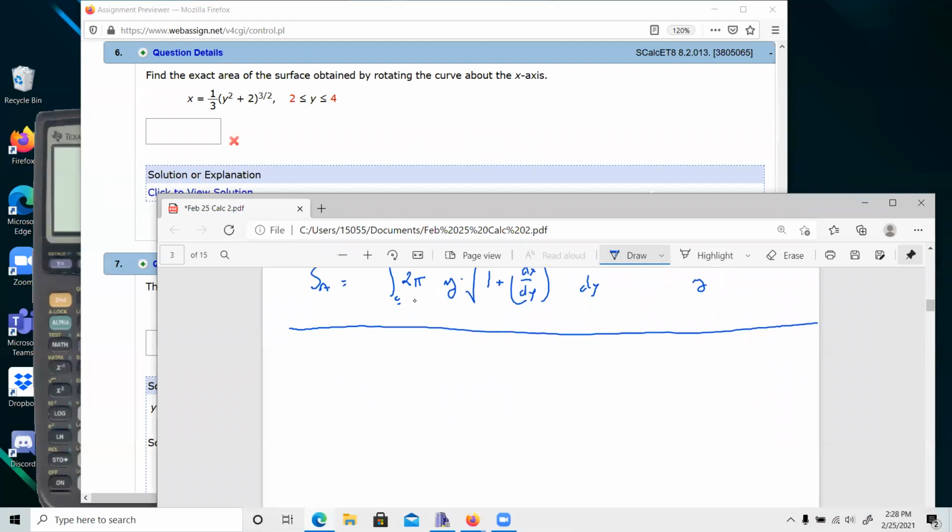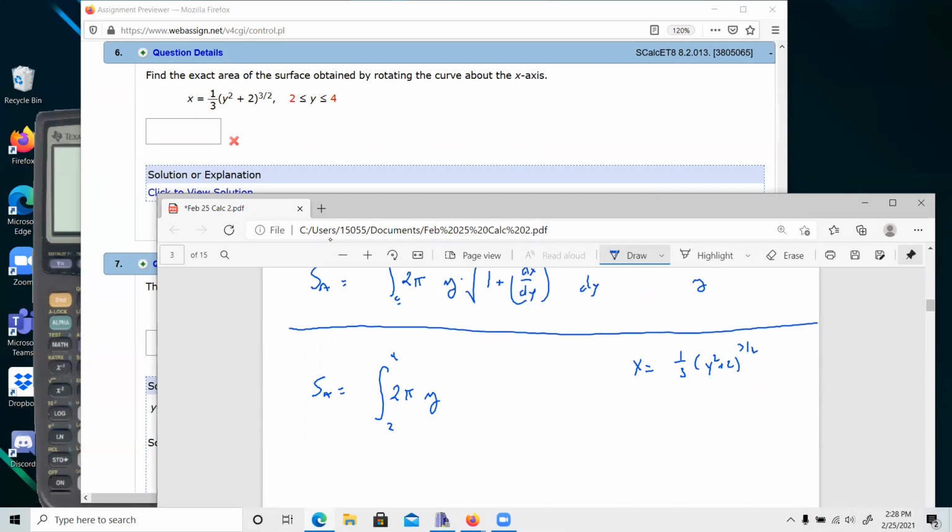All right, so our surface area is going to be the integral from 2 to 4. I don't have to integrate over any singularities here. We have a 2 pi y, and it's just y. It's not a function of y, it's just y. And then we have x is equal to 1/3 (y squared plus 2) to the 3/2.